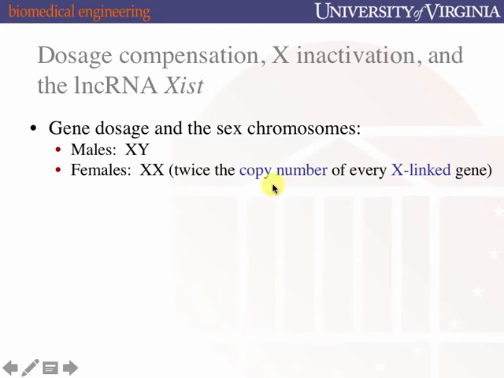So two X's, twice the copy number, twice the gene dosage. And when we talk about X-linked genes, those are genes that are on the sex chromosome, and these are the ones that are at issue with the gene dosage.